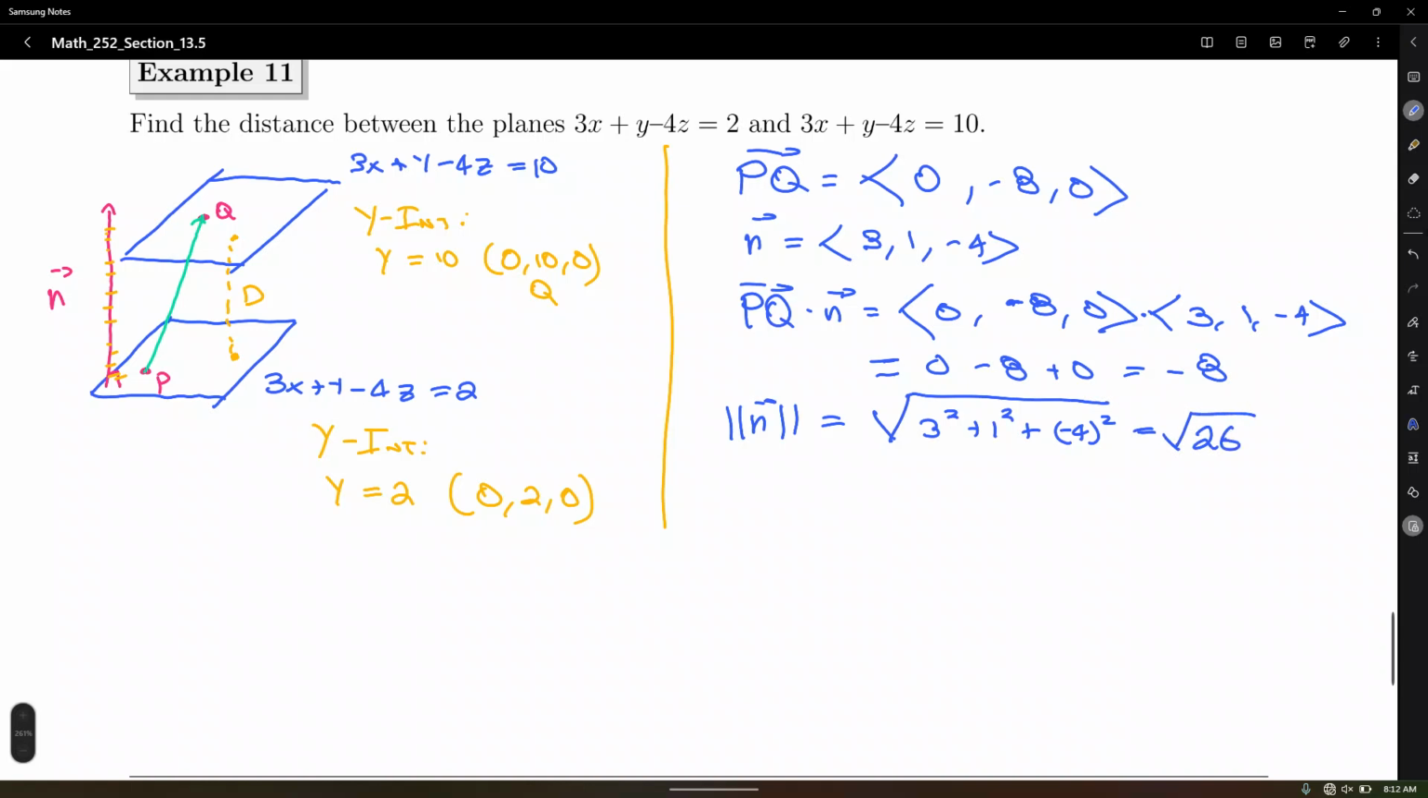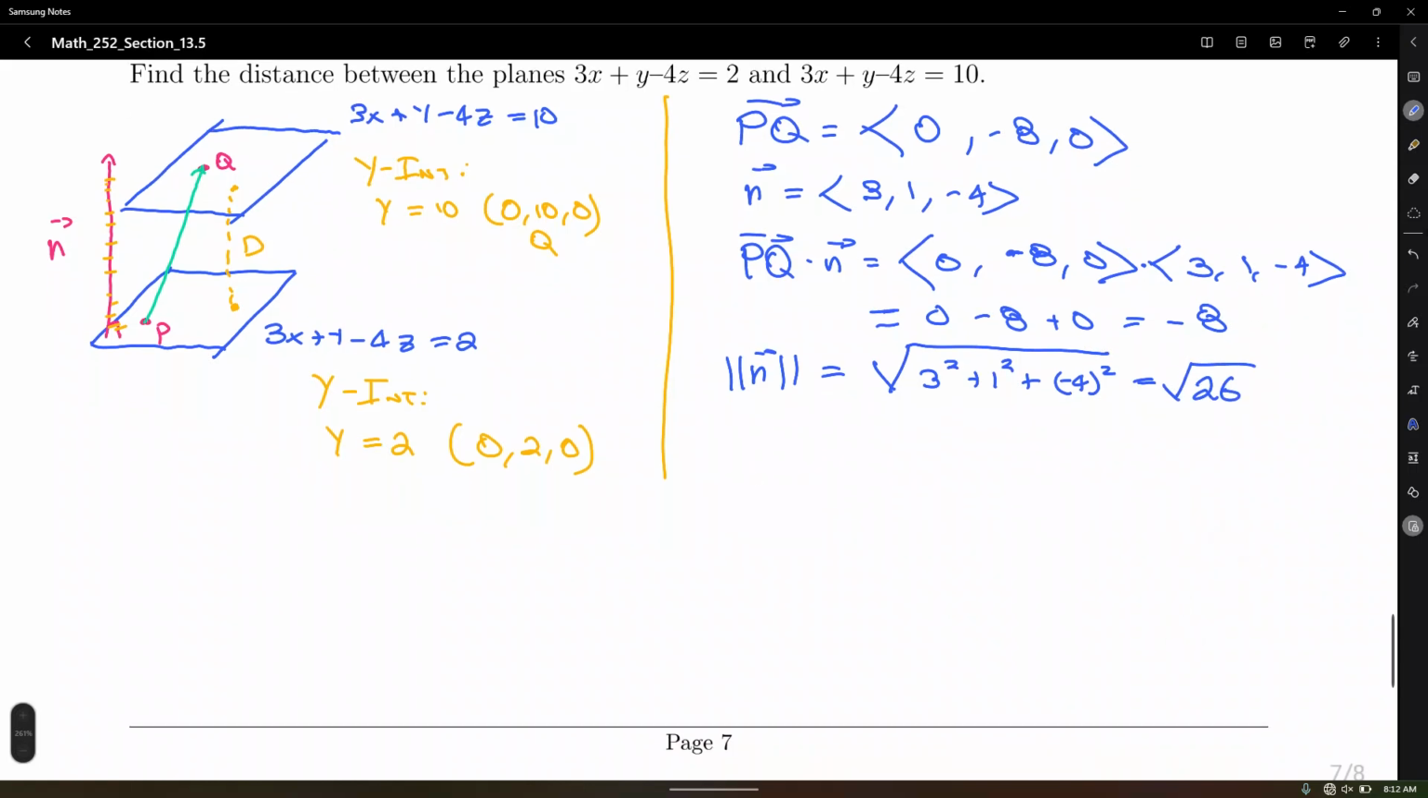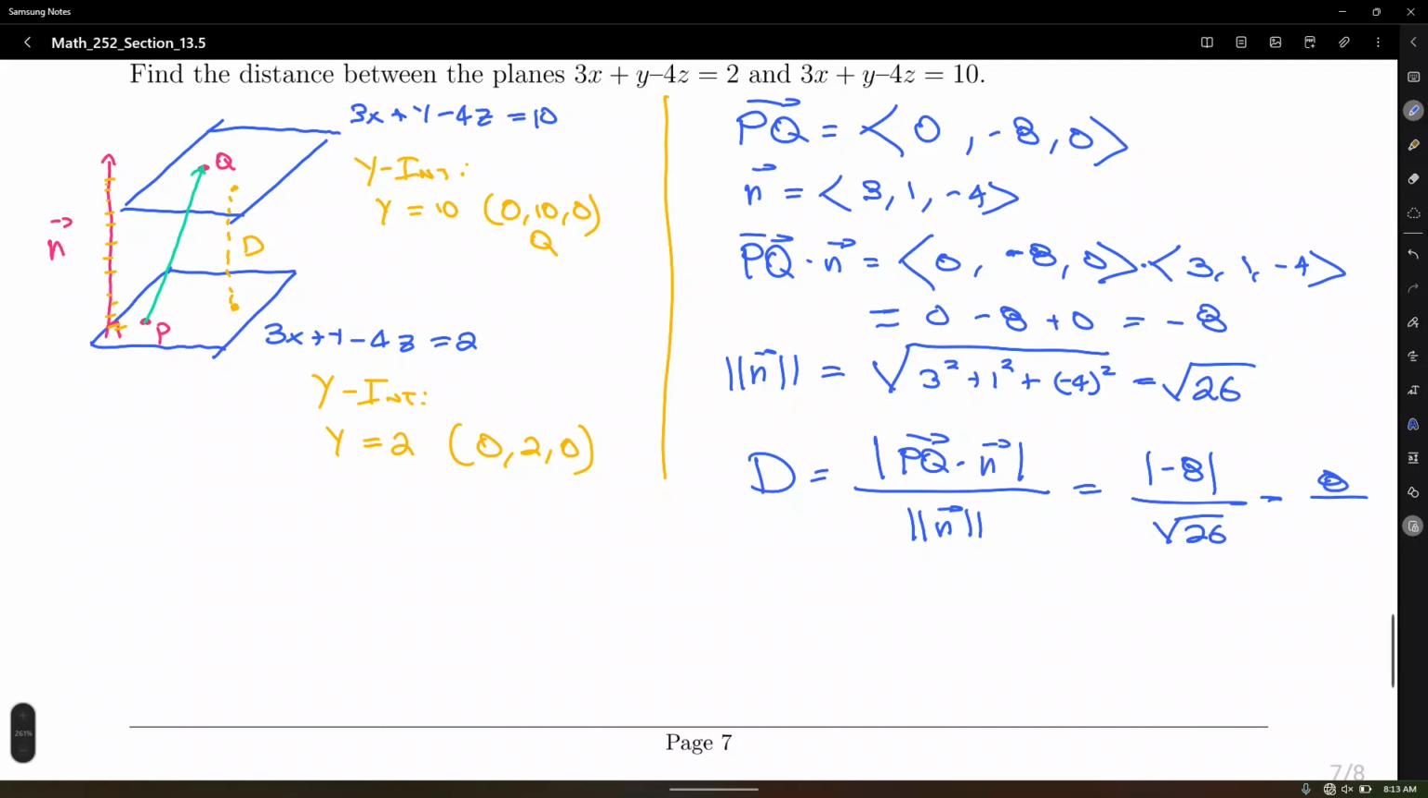Okay, so we have everything we need to find that distance, and that is the absolute value of the dot product between PQ and the normal vector n, divided by the magnitude of n. That is the absolute value of -8 over the square root of 26. All right. So, well, absolute value makes it positive. So final answer, that's 8 over the square root of 26.